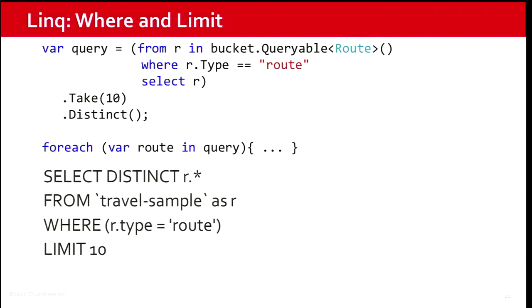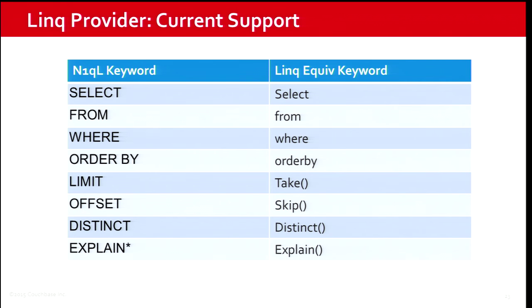The query request object will then fire off, execute against the server, and return back your result set. The result set will then be parsed and deserialized into your POCOs, or your domain objects. Current support: as of last week, select, from, where, order by, limits, offset, distinct, and explain are all supported. Explain gives you the query plan, which is very useful for debugging.